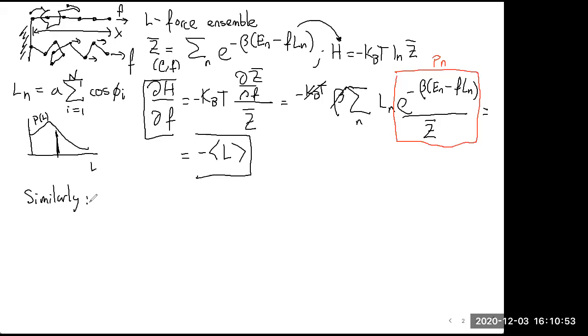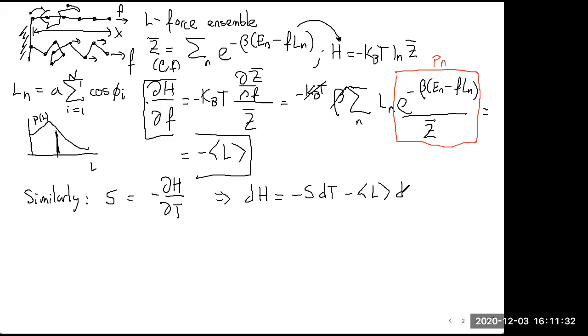Okay, so similarly, you can show the following, that you can also get the entropy as minus partial H with respect to T, as I did before with the free energy, partial F with respect to T with a minus. The length is just minus this thing, and S is minus partial H with respect to T. So this way, we can write a relation like dH equals minus S dT minus average of L dF.